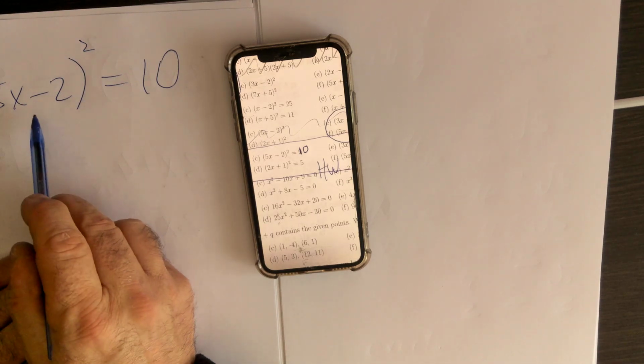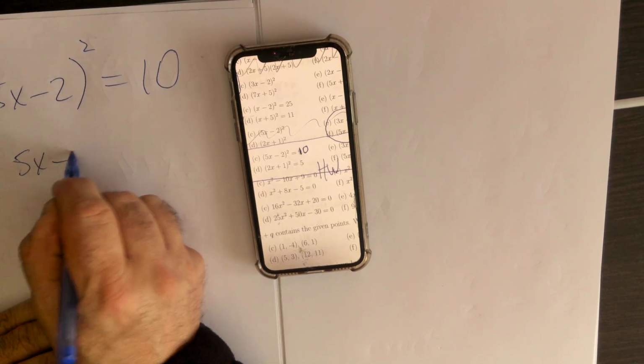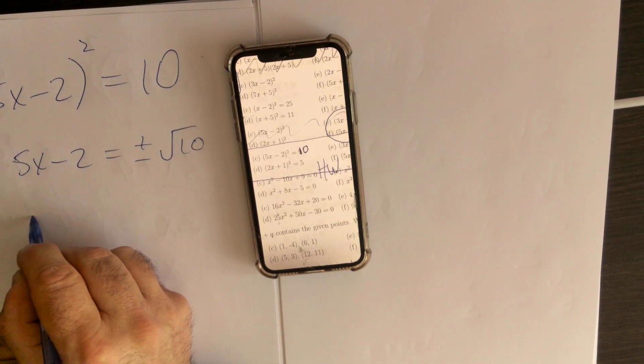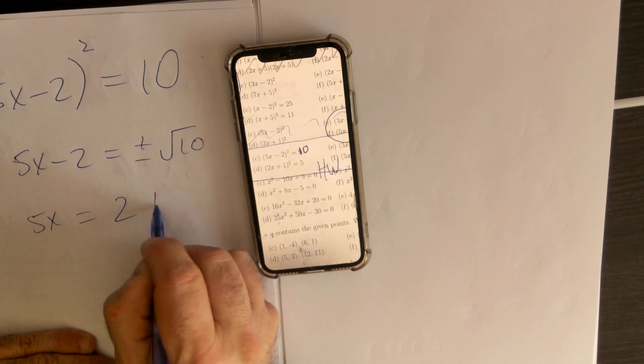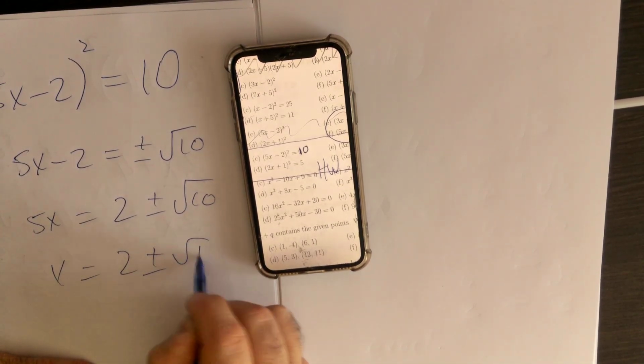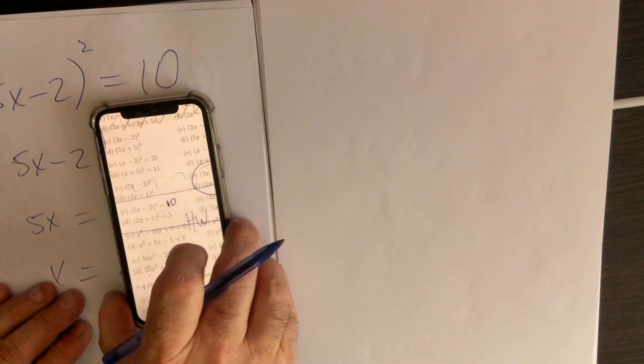Okay, so we have a square here equals 10, square root property. There's a natural flow to it, isn't there? After a while, after practice.